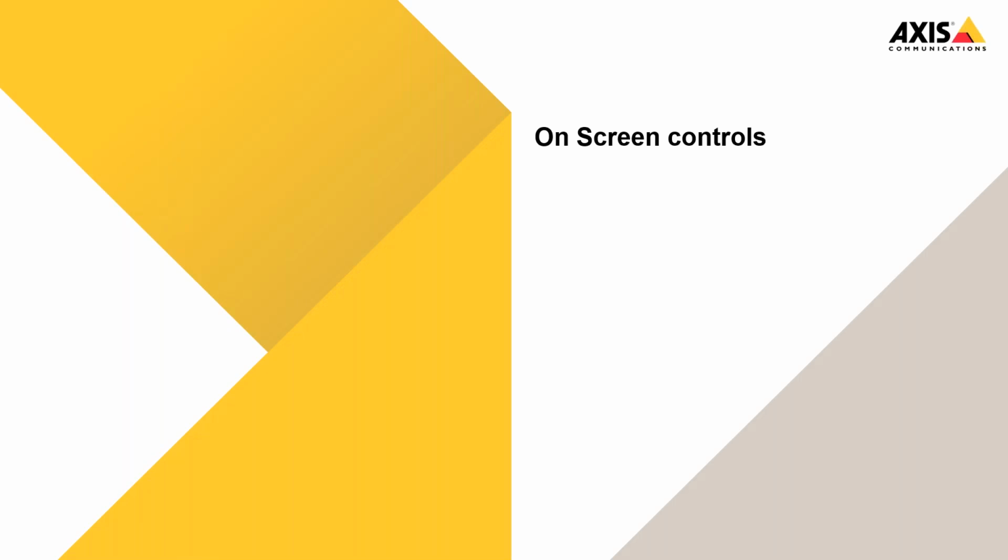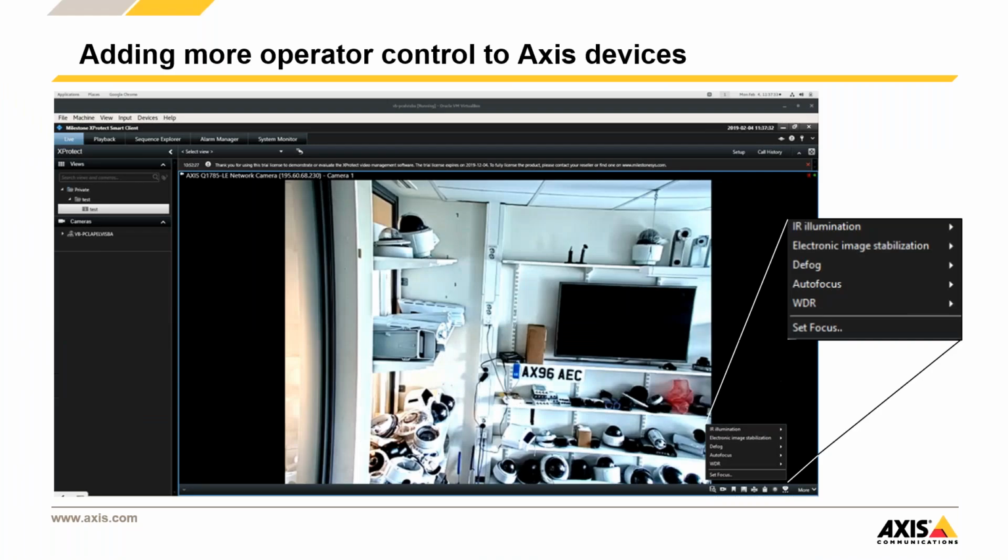Okay. The next feature I want to look at, for me, is extremely useful. This is what we call on-screen controls. So if you have Smart Client or a web interface open, you will now see a lot of new functionality based on your camera features, where you can immediately adjust things like the focus, the WDR, the image stabilization, the IR. All of these things you would typically do in the web interface of the camera.